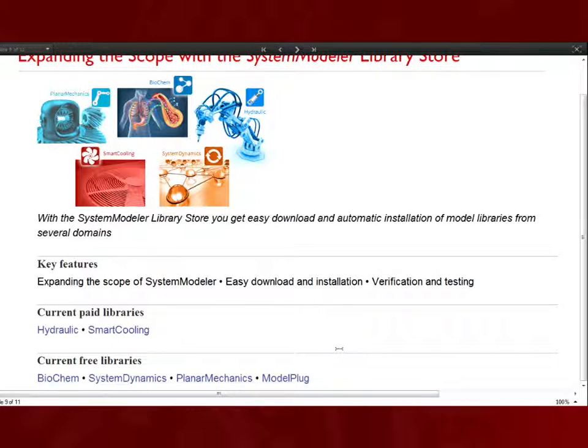And that is not only by us. As I said, smart cooling is developed by AIT. System Dynamics is also a third-party library. Planar Mechanics is a third-party library. Model plug happened to be developed at home by a guy that wanted to play. So in that way, there's an infrastructure now for users to add functionality to SystemModeler by developing their own library, and they can distribute it either for free through our library store or as a paid library.